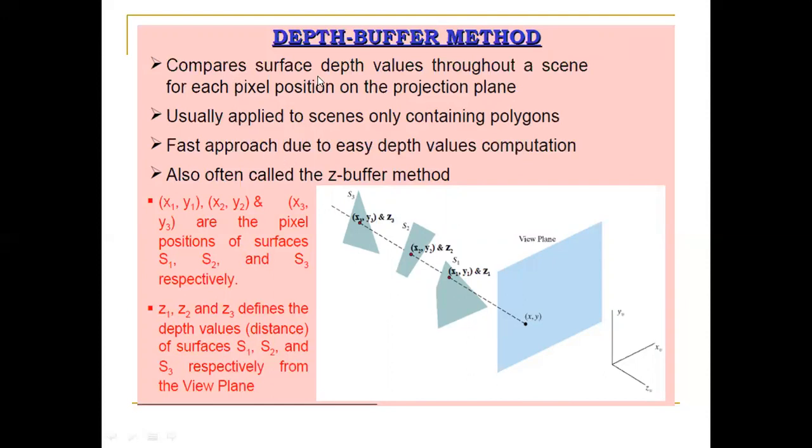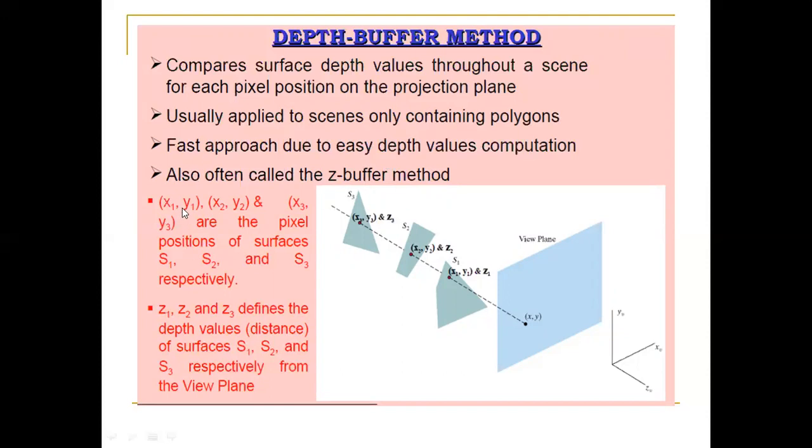So we are comparing the surface depth value throughout a scene for each pixel position on the projection plane. It is basically applied only to scenes containing polygons. It is a very fast approach because of easy depth value computation, since here we are calculating only the depth values. So we say that the depth buffer method is very easy, and it is also called the Z buffer method.